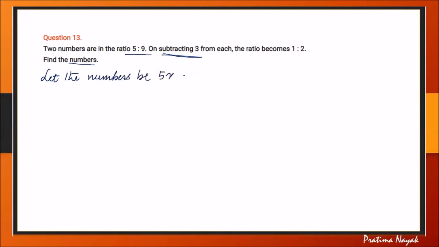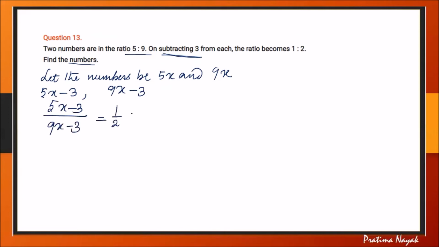5x and 9x. Then I'll subtract 3 from 5x, it will become 5x minus 3. I'll subtract 3 from 9x, it will become 9x minus 3. And now the ratio will become 1:2. So 5x minus 3 ratio 9x minus 3 becomes 1:2. So cross multiply, 2 times 5x minus 3 is equal to 1 time 9x minus 3.